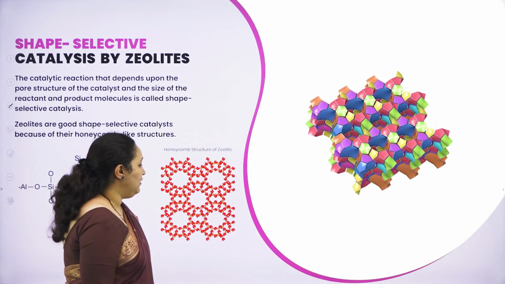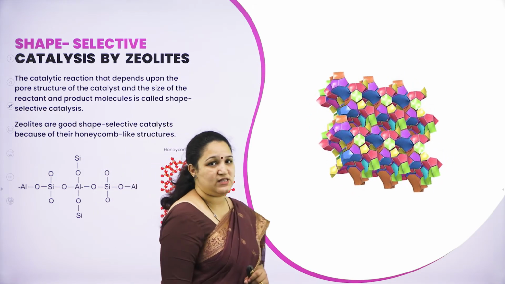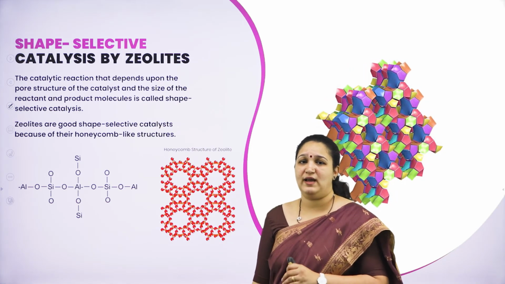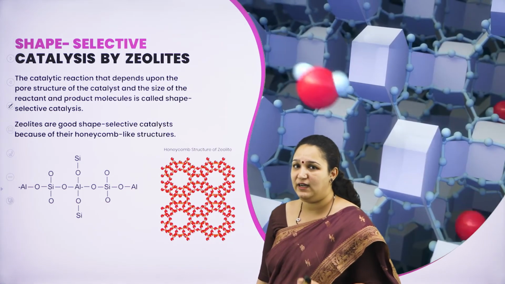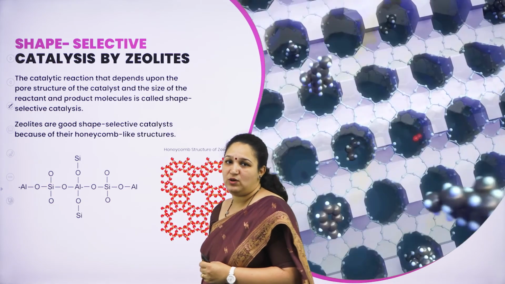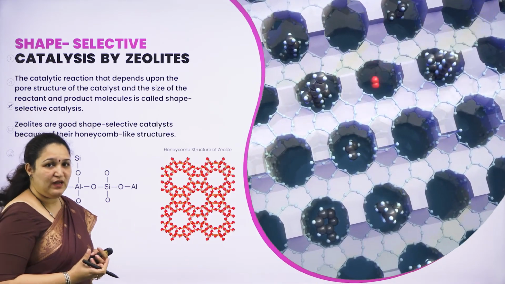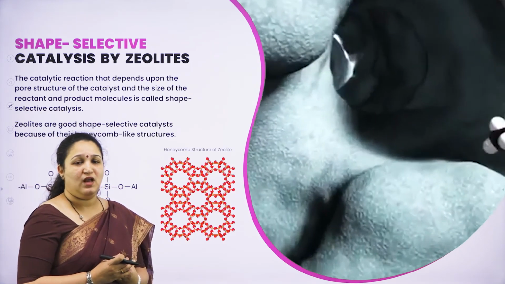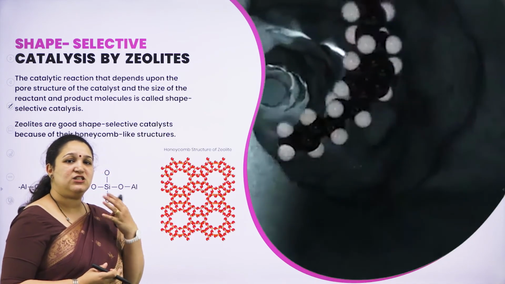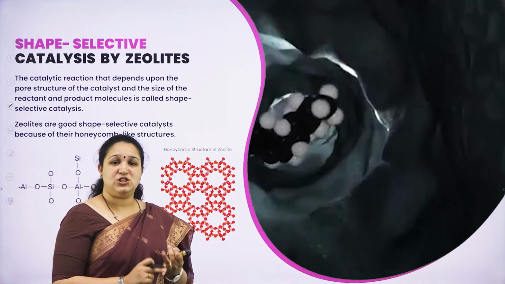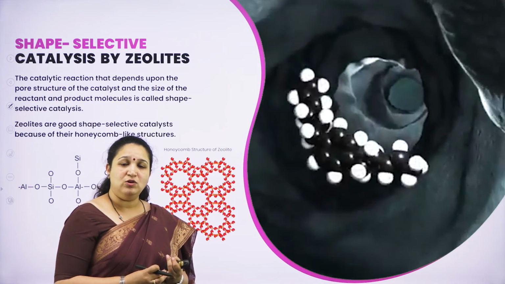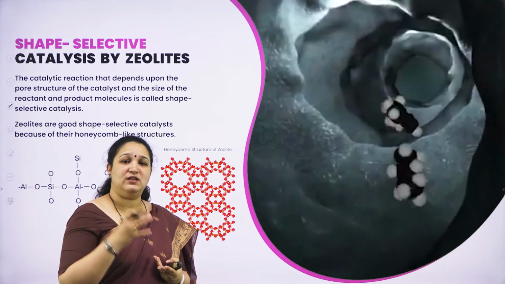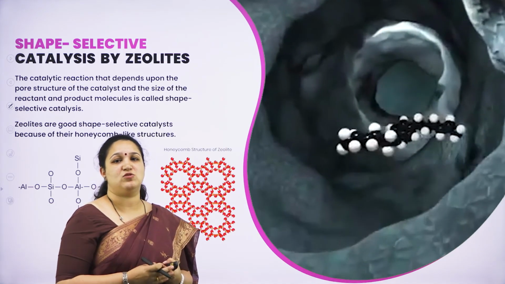Next one, we learn what zeolites or shape selective catalysis by zeolites are. This also is shape selective catalysis. Now what are zeolites? They are a very porous type of catalyst which are very selective to shape. Now shape of what? It is the shape of the reactant and the shape of the product. Also the reaction depends on the shape and size of the zeolite pores and cavities.